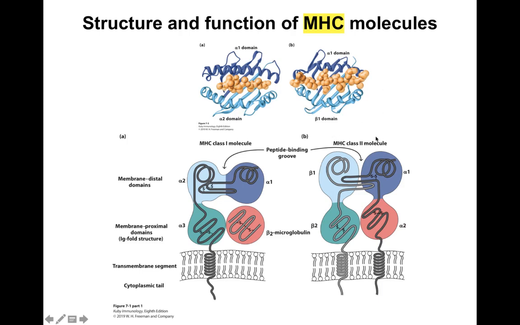MHC class 2 crosses the membrane twice, and it has 2 extracellular domains in the alpha chain and 2 extracellular domains in the beta chain. The peptide binding groove is made up of alpha 1 and beta 1. And the amino acid sequence is a bit longer, I think between 13 and 18 amino acids long, so the size of the peptide that can bind to the MHC class 2 molecule is a bit longer.